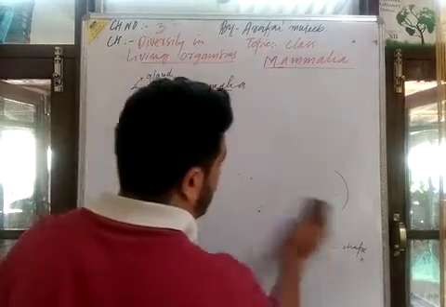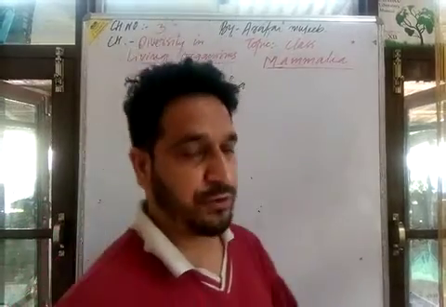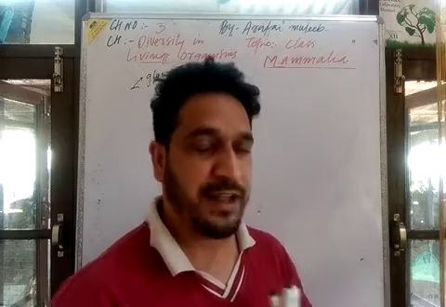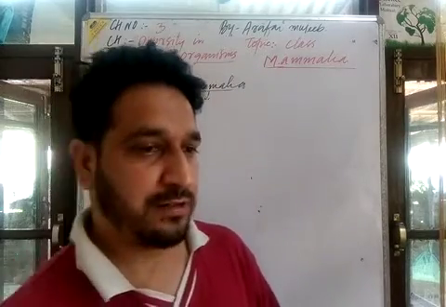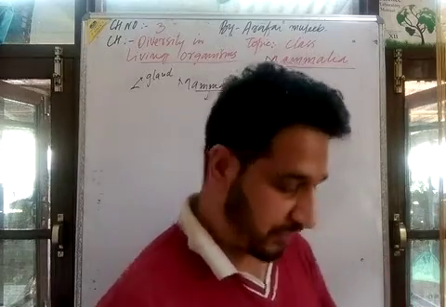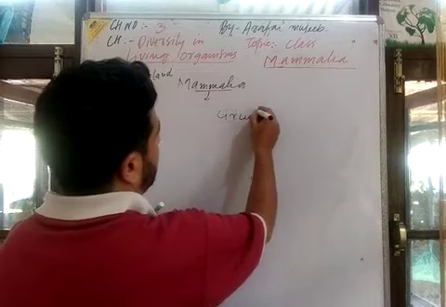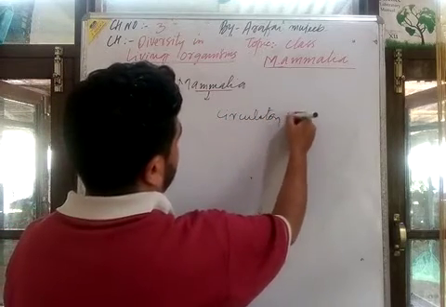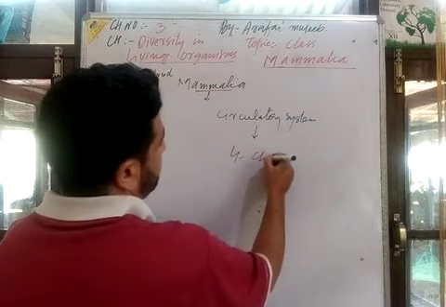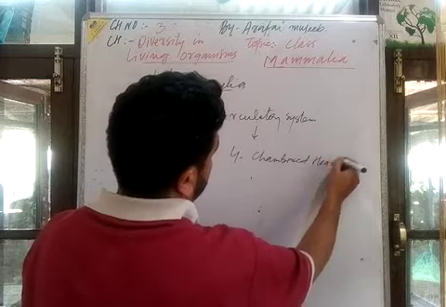And if we talk about the digestive system, it is present. In the respiratory system, there is a pair of lungs with the help of which they exchange gases through breathing. They have the circulatory system, and this circulatory system is four chambered. They have a highly developed heart, a four chambered heart.